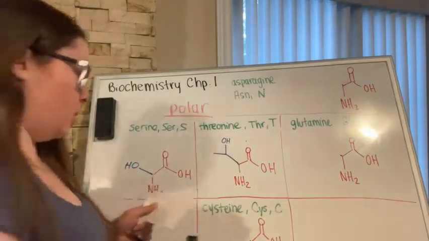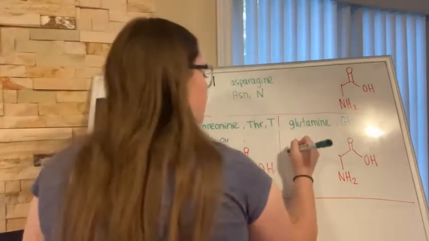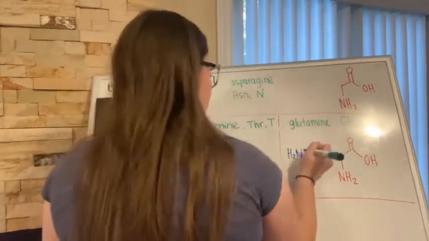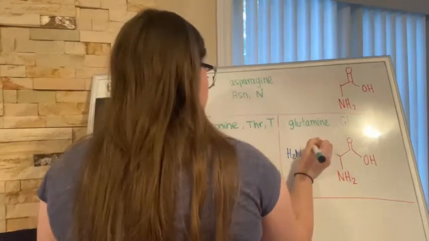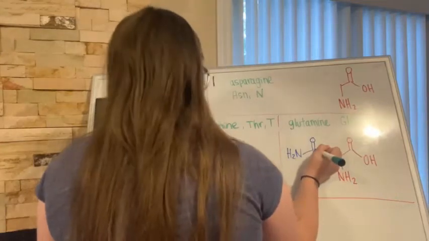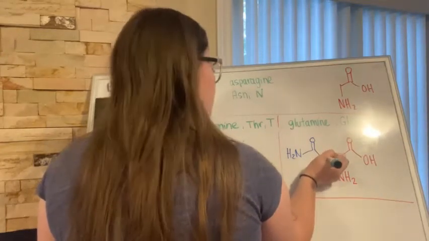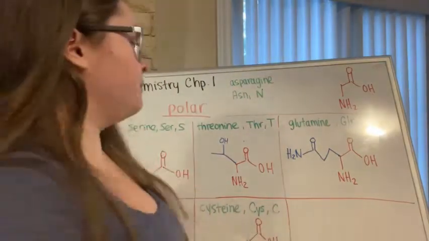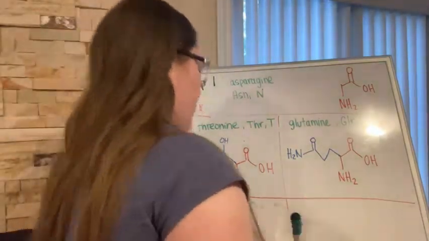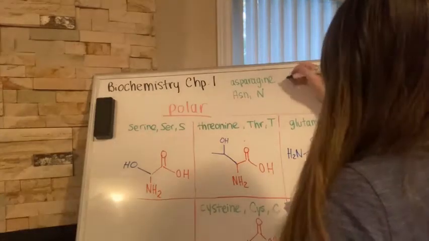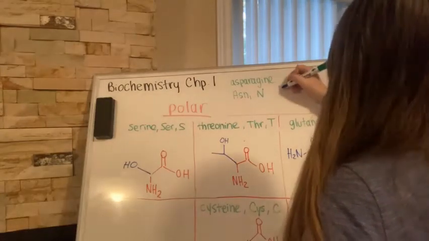So glutamine is Q, and its side chain has H2N, so it has another amino group there, and another carbonyl carbon. Okay, so that is what glutamine looks like. And then we have asparagine, which is very similar, but just with one less carbon. So the asparagine is going to look like this.